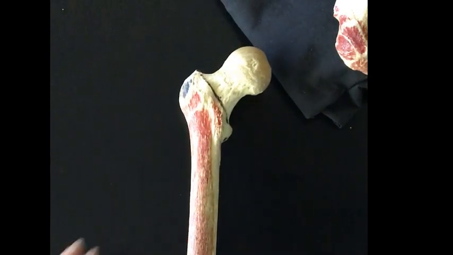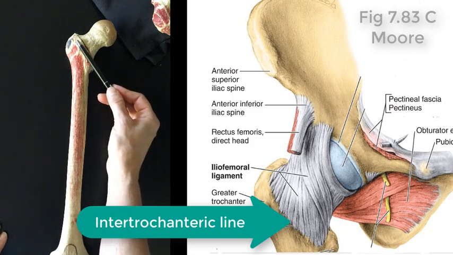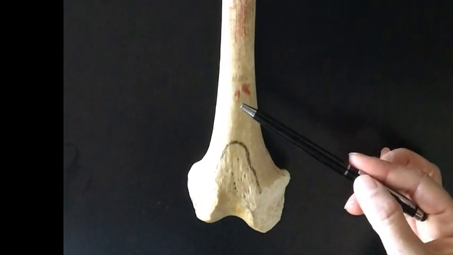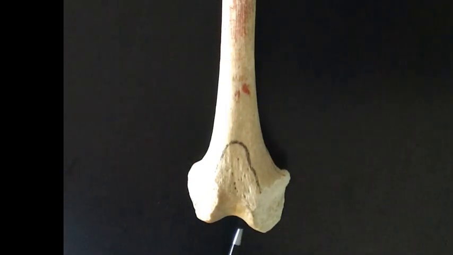So if we stick to the femur, between the two trochanters is a little line known as the intertrochanteric line. Surprise, surprise. And then down the distal end of the femur, we have a medial and a lateral epicondyle. And this, of course, is where the bone articulates with the tibia and the patella.